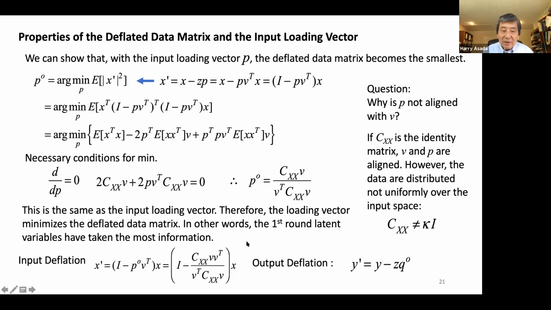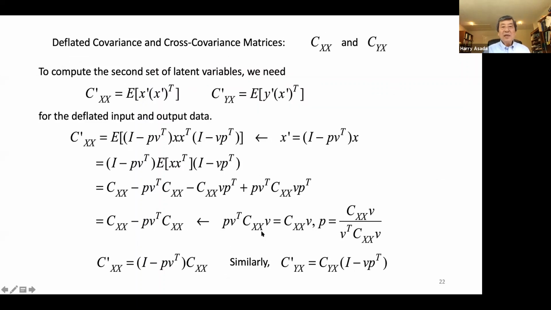There's some chance to get even better results for the second round by taking this loading vector P instead. Okay, so we are getting close to the end. We now know how to deflate the input space and output space. Now, what we need to do in the second round is, for the deflated x and y, compute their covariance matrices, right?